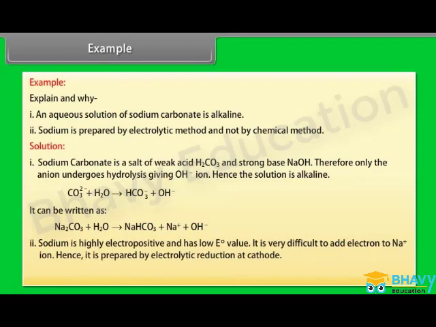Sodium is highly electropositive and has low E0 value. It is very difficult to add an electron to Na plus ion. Hence, it is prepared by electrolytic reduction at cathode.